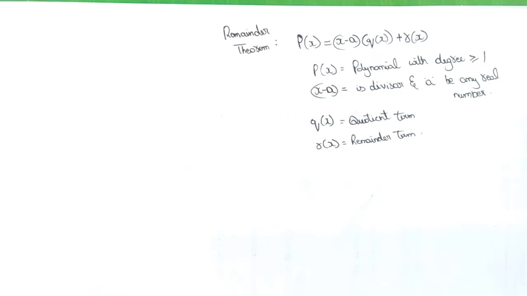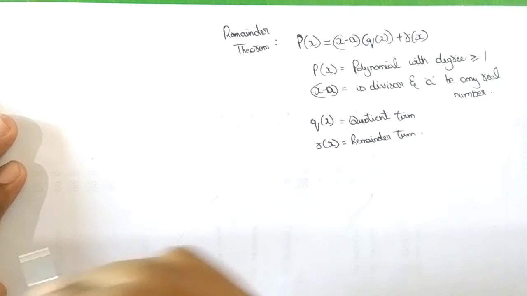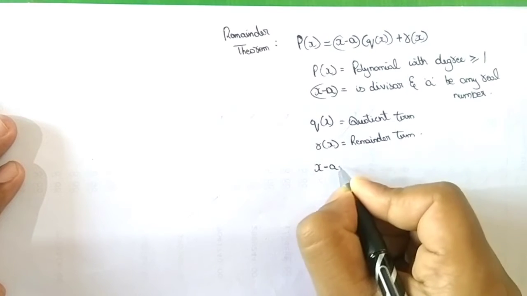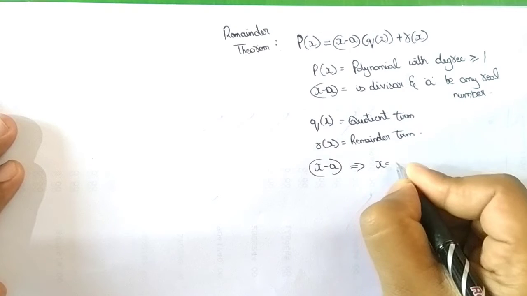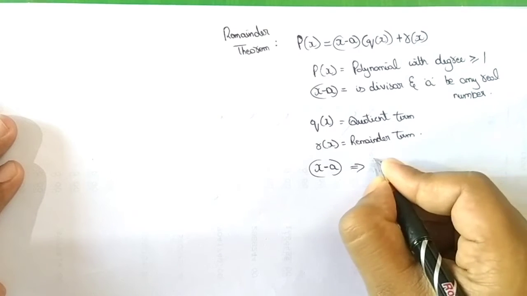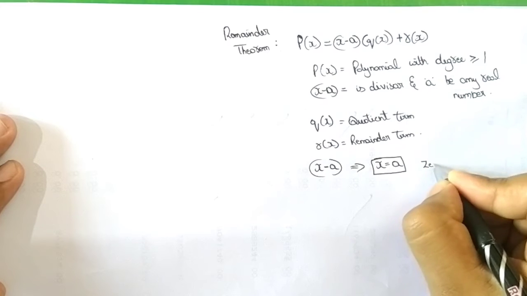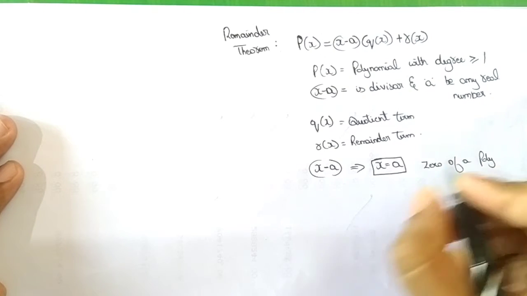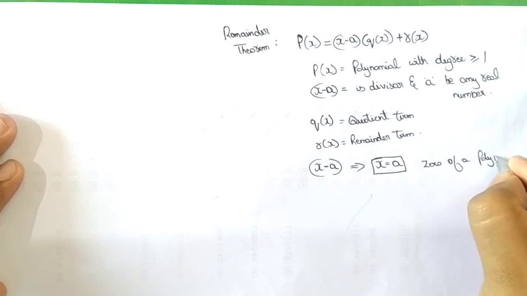Now the part is, we learned just now that if x minus a is your divisor, then x will be equal to a, and this is your 0 of a polynomial. A is your 0 of the polynomial. Why? Because I equated this equation to 0.